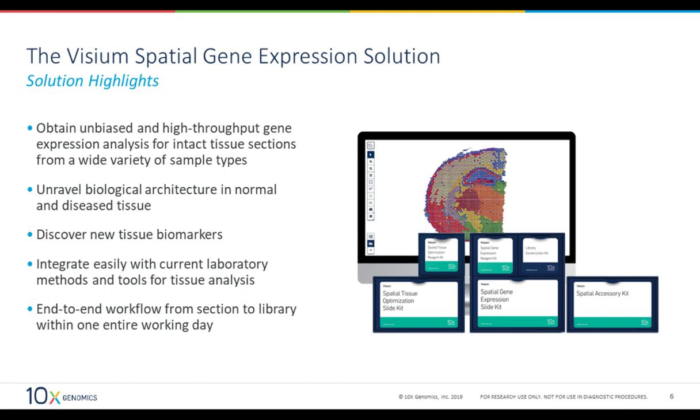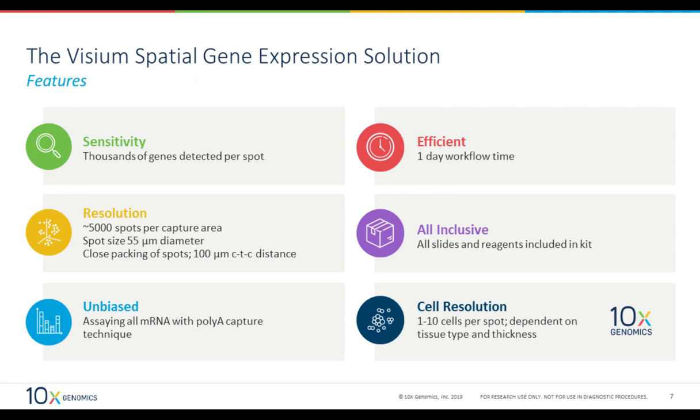And the last point is that this is really a one-day end-to-end workflow. From the minute you section your tissue to getting a final library ready for sequencing can be done easily within one day. And in general, we use slides as well as reagents here to provide you all that has the ability to look at a high sensitivity assay that interrogates thousands of genes detected per spot, and we'll talk about what the spot looks like.